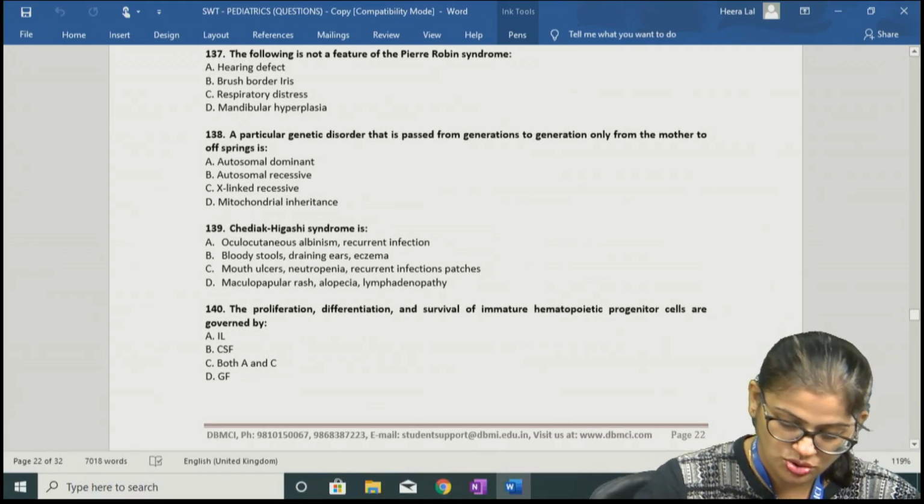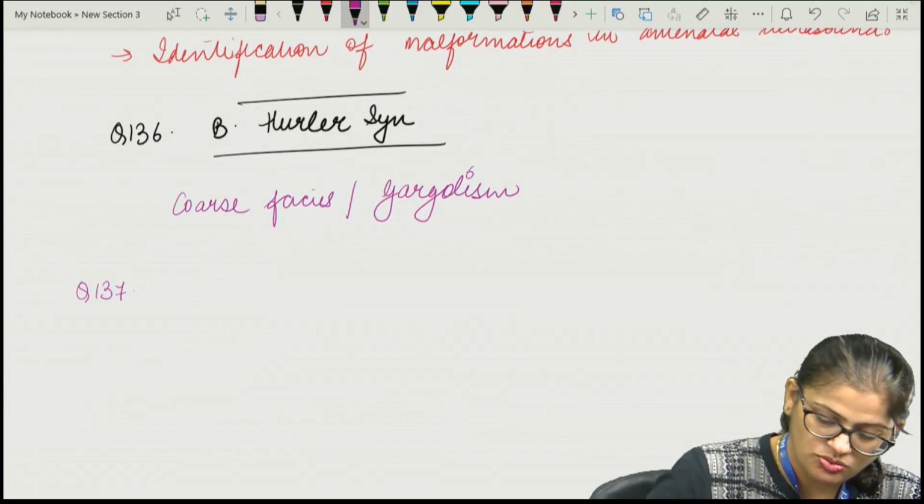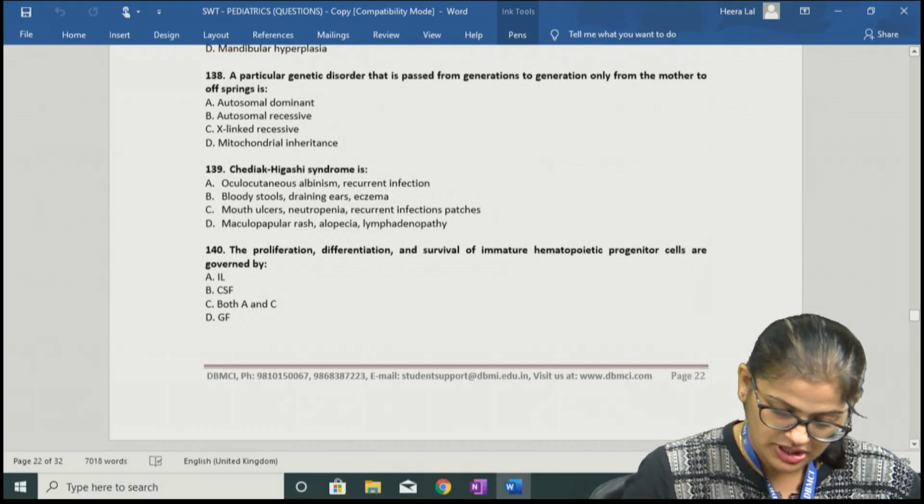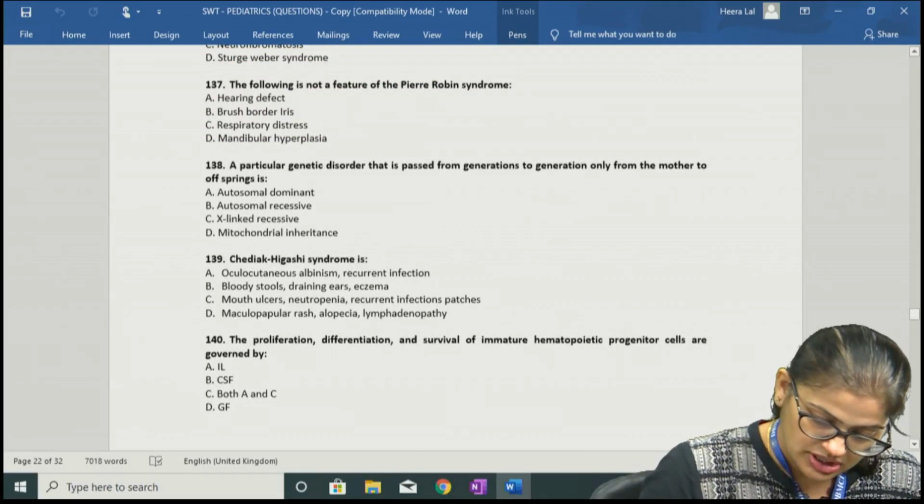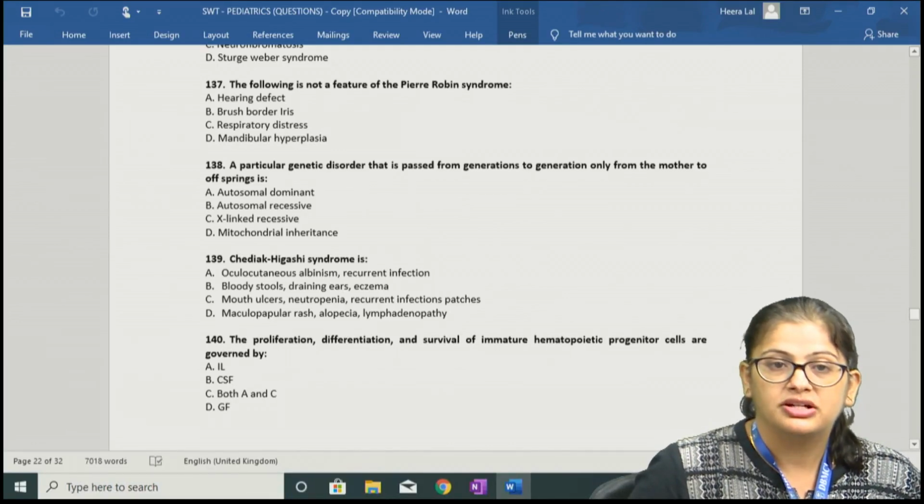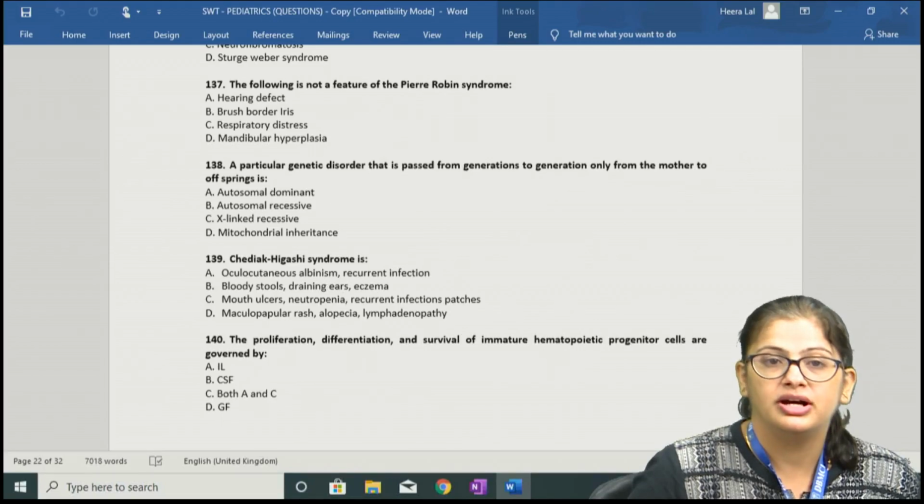So next we come on to question number 137, and question number 137 was, the following is not a feature of Pierre-Robin syndrome, and the correct answer to this question is option number B, that is brush border iris.